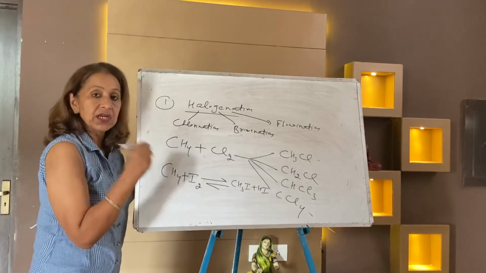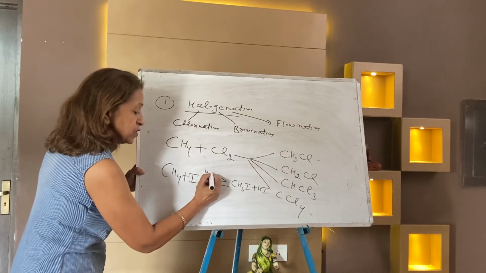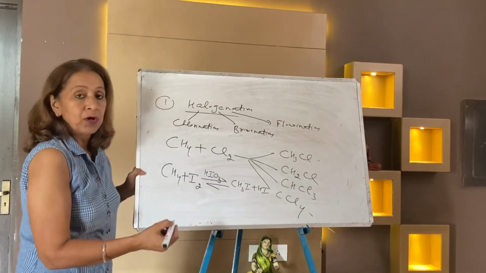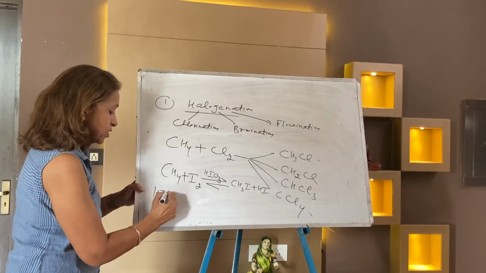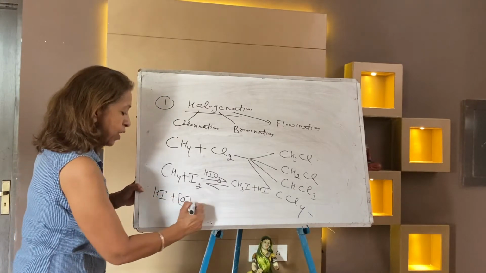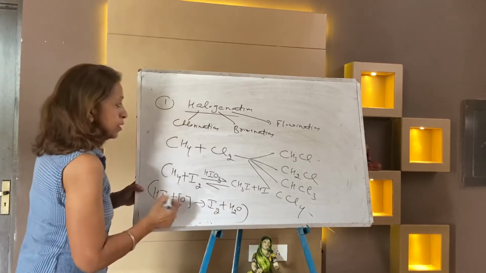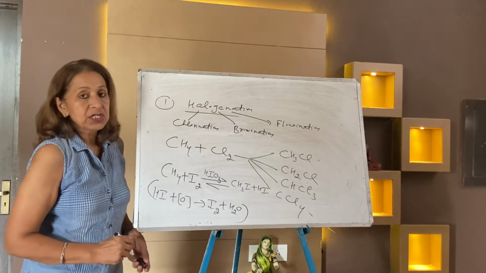To make the reaction irreversible, the reaction must be carried out in the presence of some oxidizer like HIO3, HIO4, or concentrated nitric acid. This oxidizing agent oxidizes HI to iodine and prevents the reversibility. Chlorination and bromination are very easy, but fluorination should be avoided.